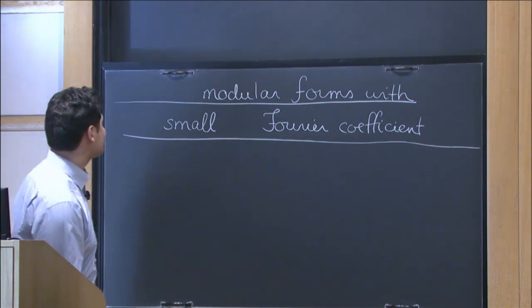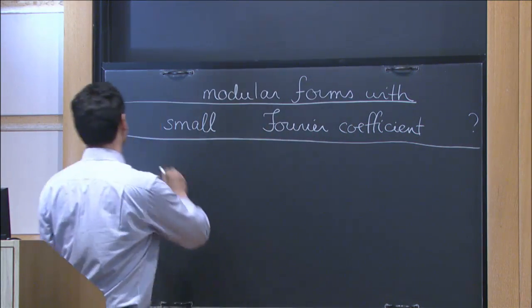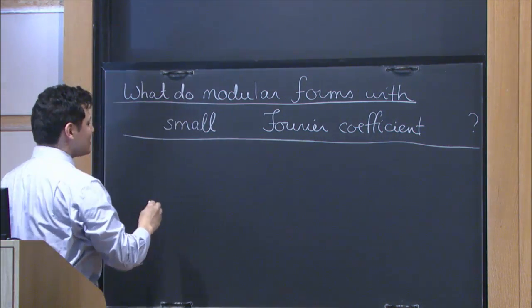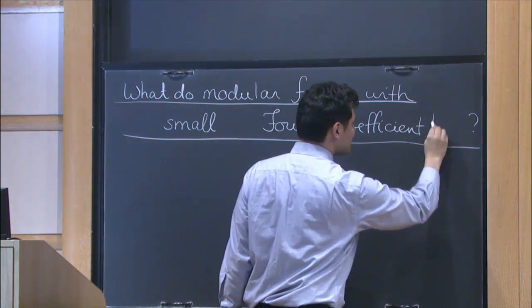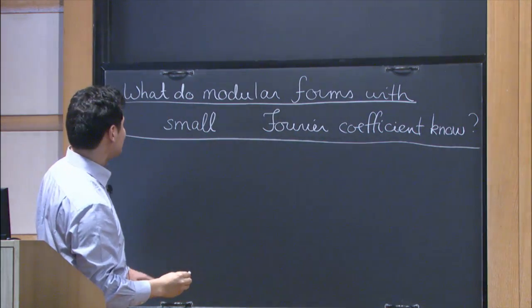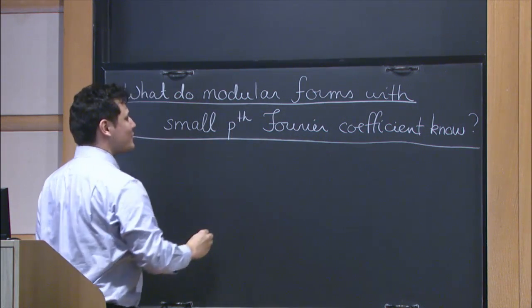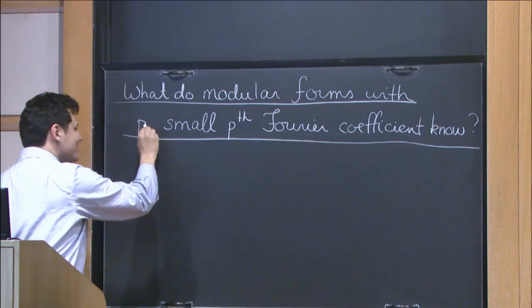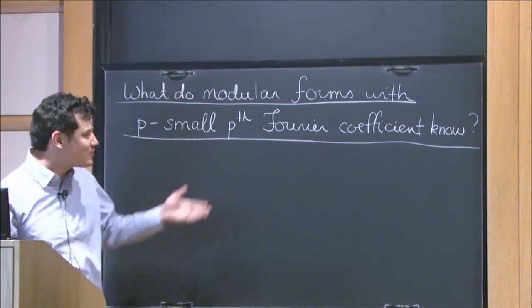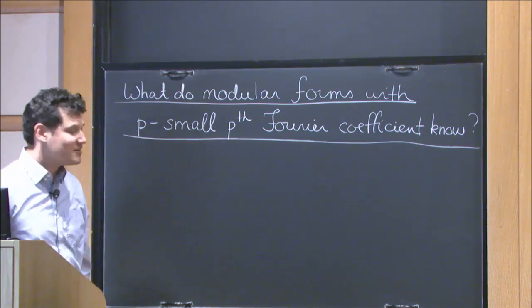Let me amend my title a little bit and make it into a question. What do modular forms with small Fourier coefficient know? Actually, we don't want to be that strict, just with small p Fourier coefficient. And actually only p Fourier coefficient whose p part is small. What do they know? That'll be the question that I'll be asking, and I won't be able to answer it.